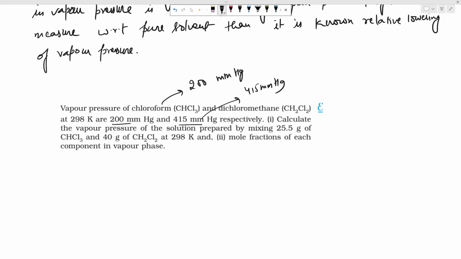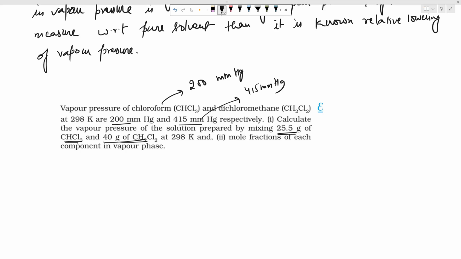Calculate the vapor pressure of the solution prepared by mixing 25.5 grams of CHCl3, this is chloroform, with 40 grams of this one. Okay, so calculate the mole fraction when you mix this amount. So what is the mole fraction of each? And second, the mole fraction of each of the components in the vapor phase.